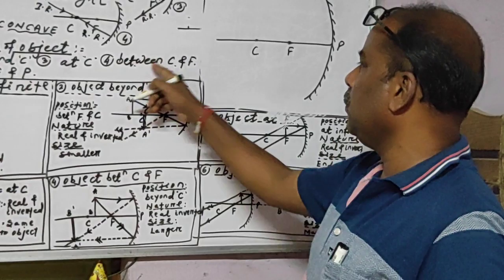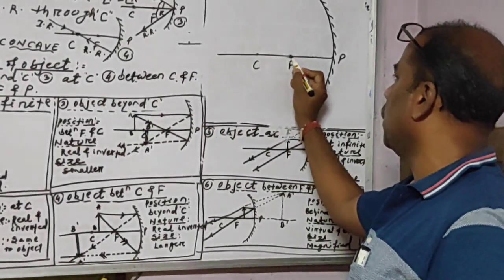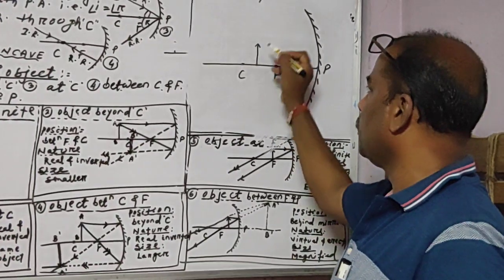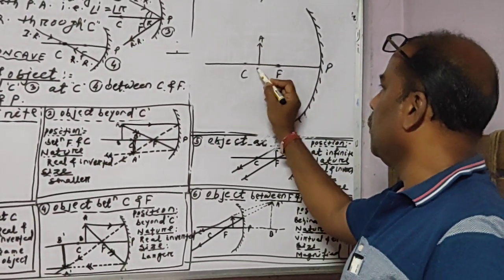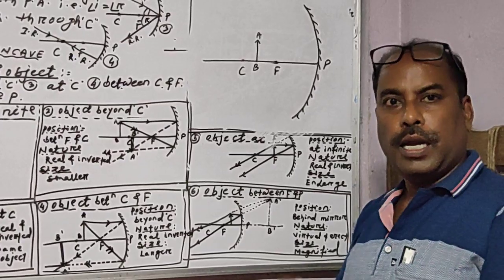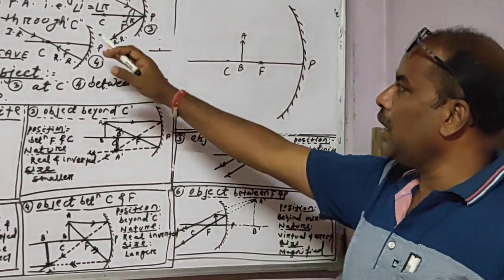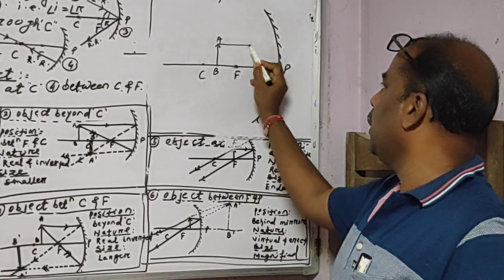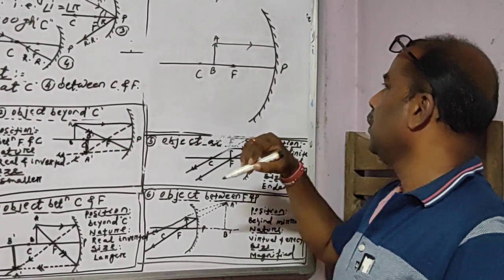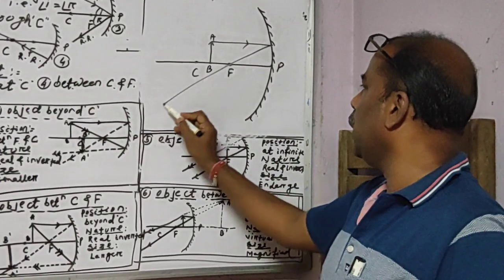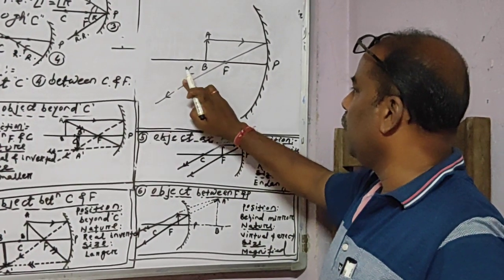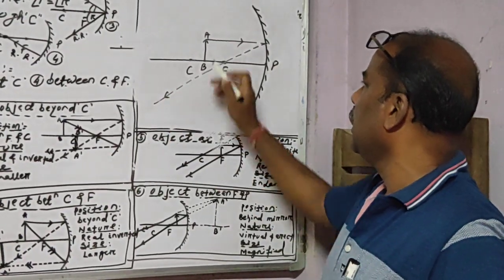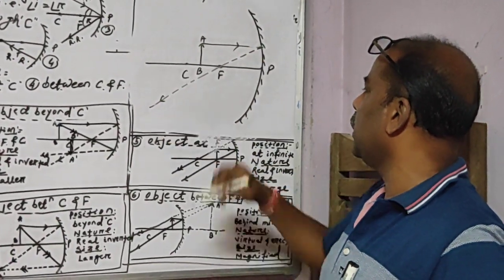Our fourth point is between C and F. C and F means here. Anywhere you can put the object. I have put the object here. Arrow mark upside, name A, B. The object name is A, B. The head is upside. Now, same like before, we have to take 2 rays. The first ray, the easy one, is parallel to the principal axis. So definitely it will pass through the F. Then I have just put like that to indicate the reflected ray. This is the incident ray. This is the reflected ray.